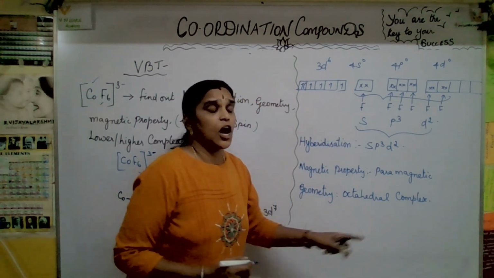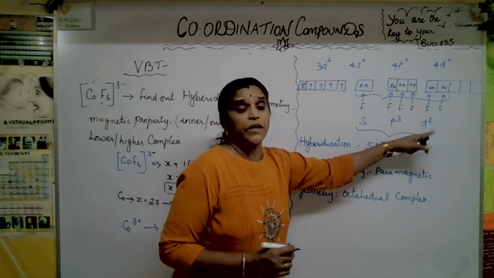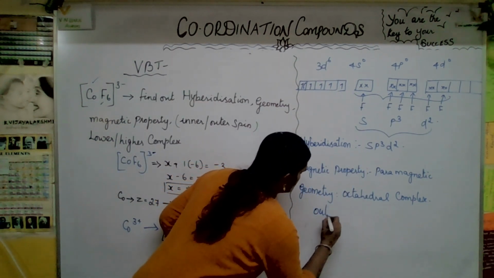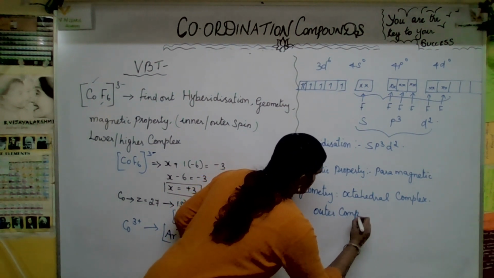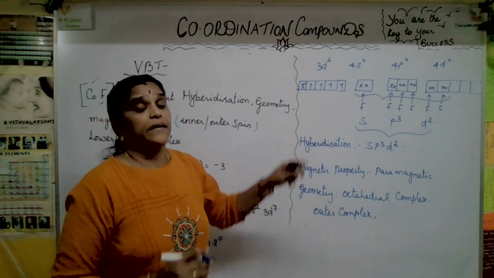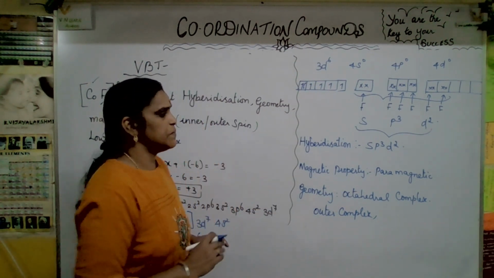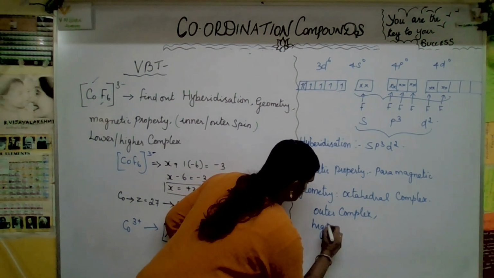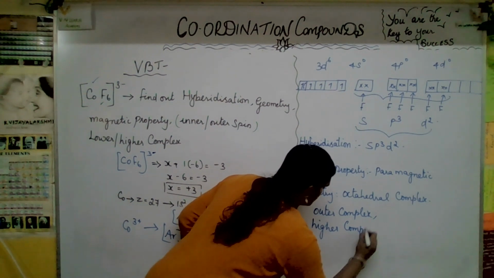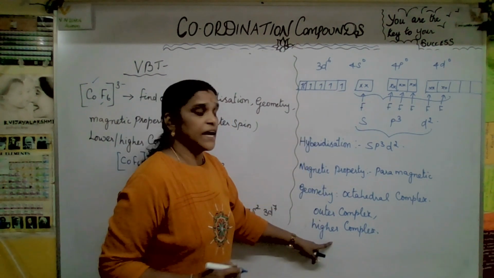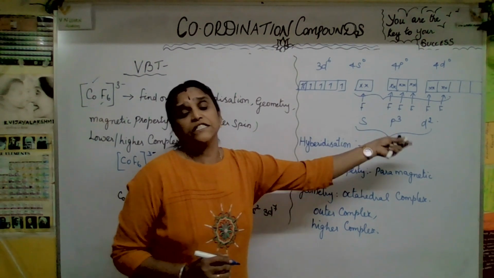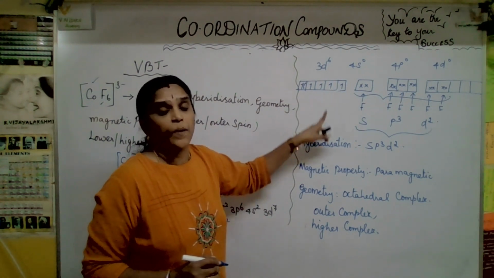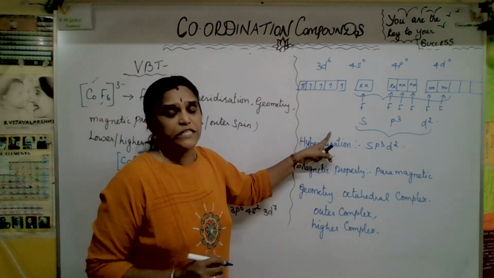Now inner or outer: the d2 is outside, the d orbital which is outside. So naturally it is an outer orbital complex. And the next one, is it lower spin or higher spin? It is a higher spin complex. Here we can identify higher spin because the d2 is outside. Suppose the d2 came inside, where the fluoride ion is going to occupy, then we could say it is an inner orbital or low spin complex.